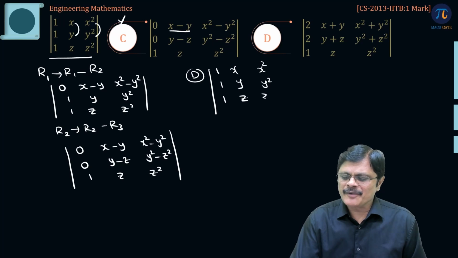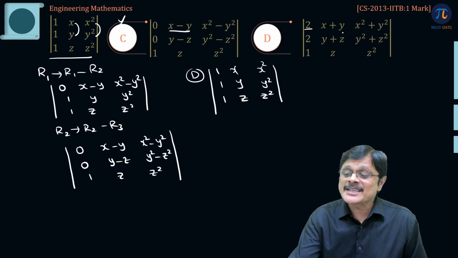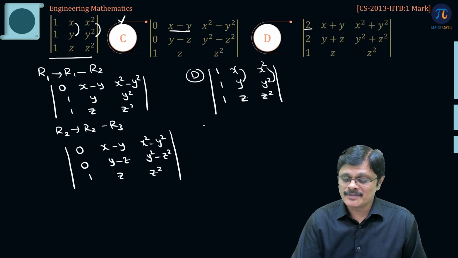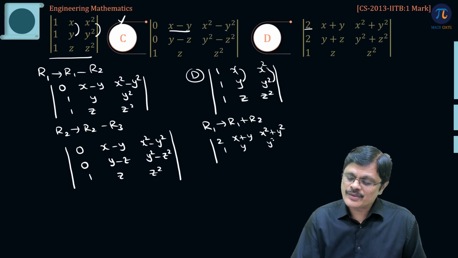See, by observation, you can solve such problems, my dear friends. Here you want 2 and x plus y. X plus y means this sum. X square plus y square means this sum. So first you have to do the operation row 1 is row 1 plus row 2. After getting the answer, that is 2, x plus y, x square plus y square. Then it is 1, y, y square. It is 1, z, z square.